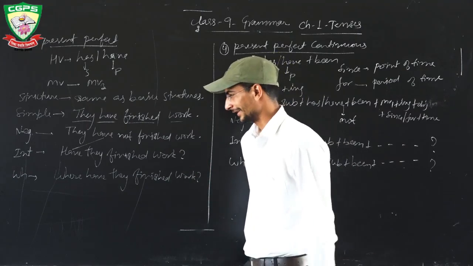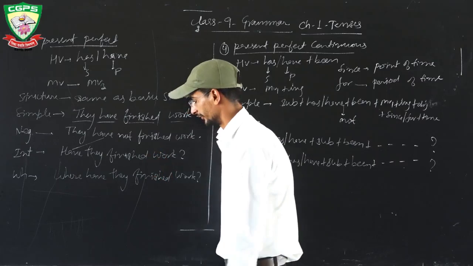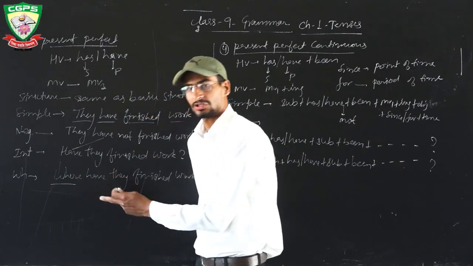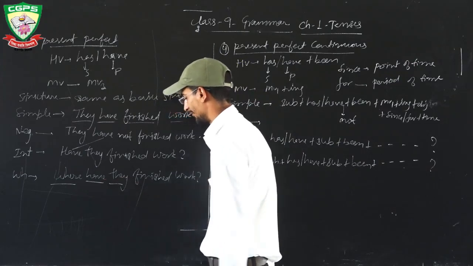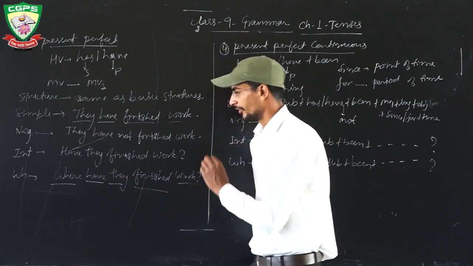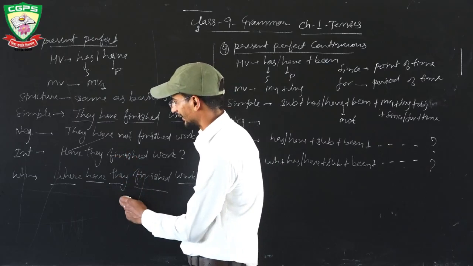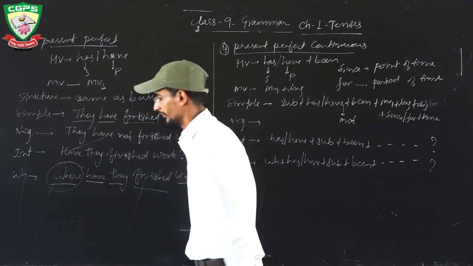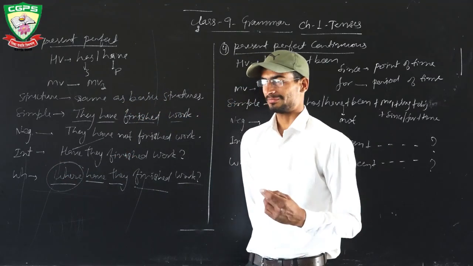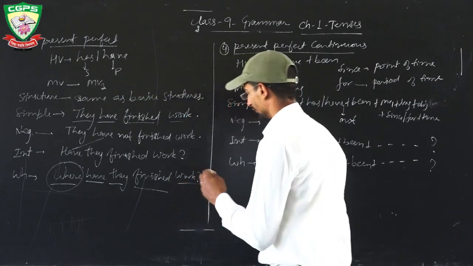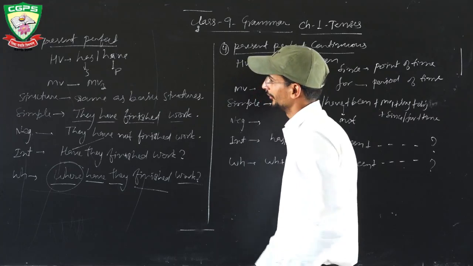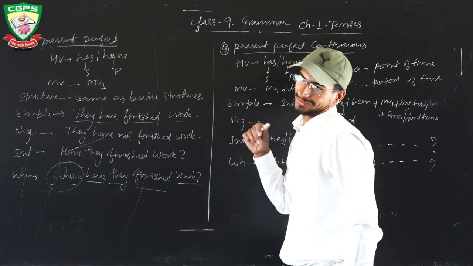Now WH word type sentence. Where have they finished food? So where is WH word type. Have is helping verb, they is subject, finished main verb and food object. So the basic difference is the word where. When we convert to interrogative WH word type, just add WH word at the starting of interrogative sentence. So this is WH word type sentence. So this was all about the present perfect tense.